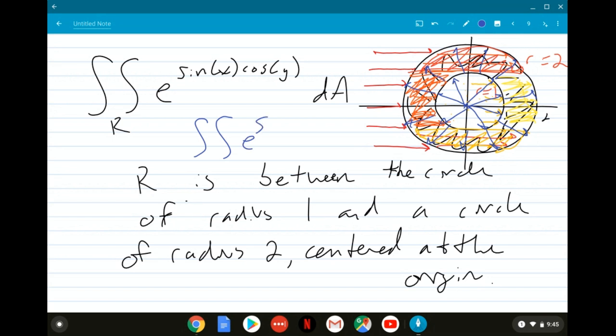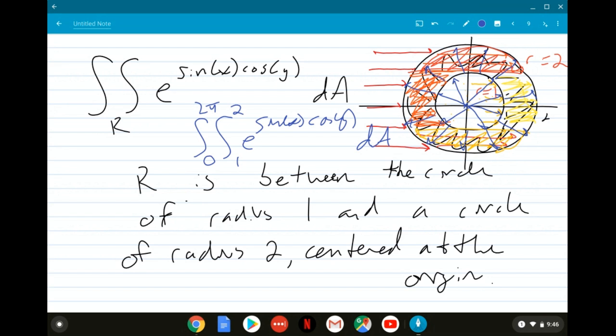Now we have to do a bunch to convert this stuff in here. But if I integrate with respect to r first, r will just range from 1 to 2. And then theta will rotate from 0 to 2 pi. And that's where we're going to pick up next class.